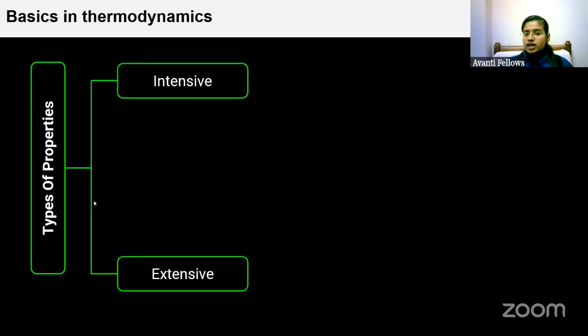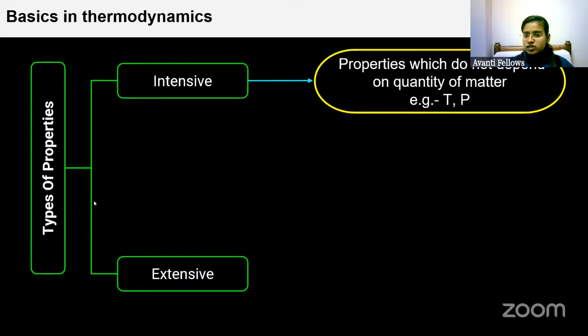There are two types of properties. One is extensive property and the other one is intensive property. So first we will look into intensive, then we will come to extensive. What is intensive property? The properties which do not depend on the quantity of matter. Quantity means the size of the container or the size of the matter. The properties which do not depend on the size or quantity of the matter are called intensive properties. Examples are temperature, pressure.